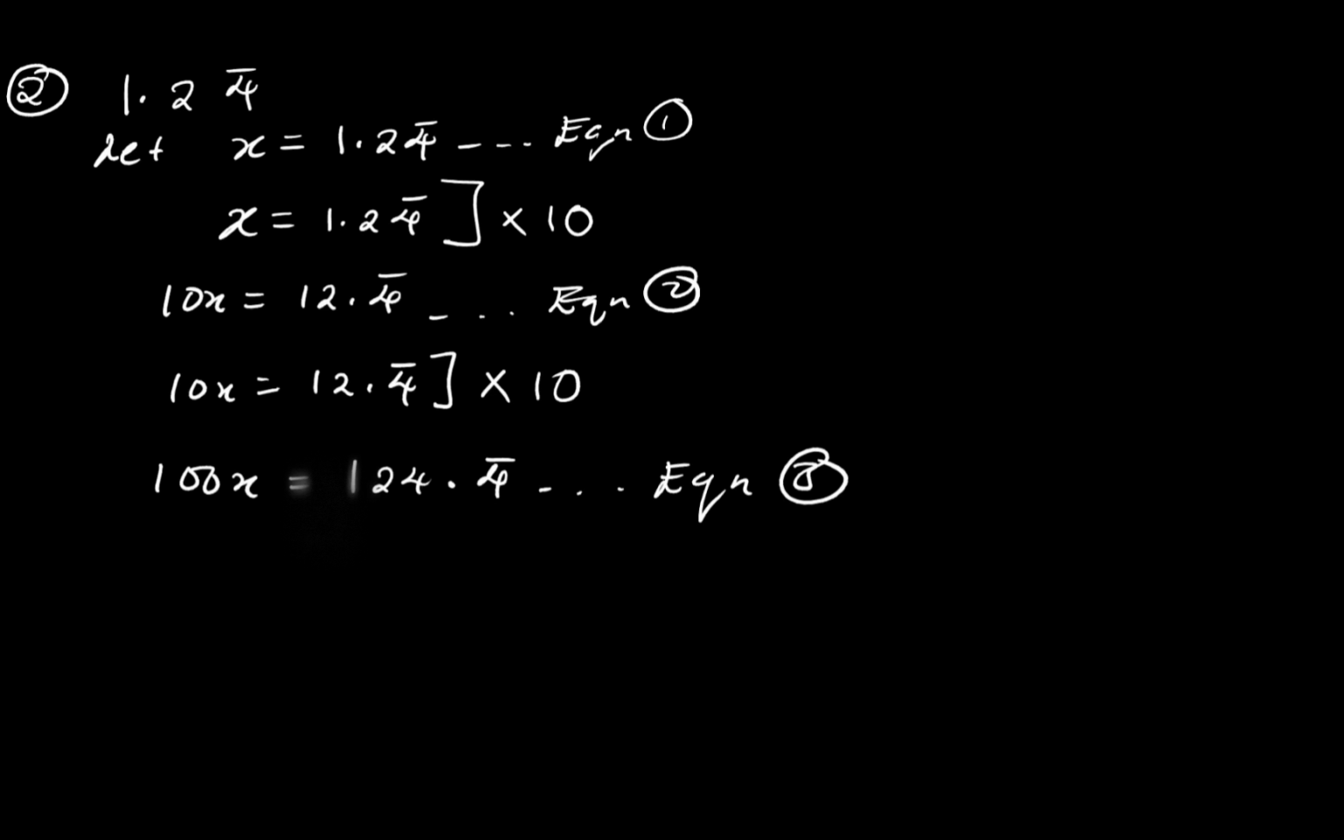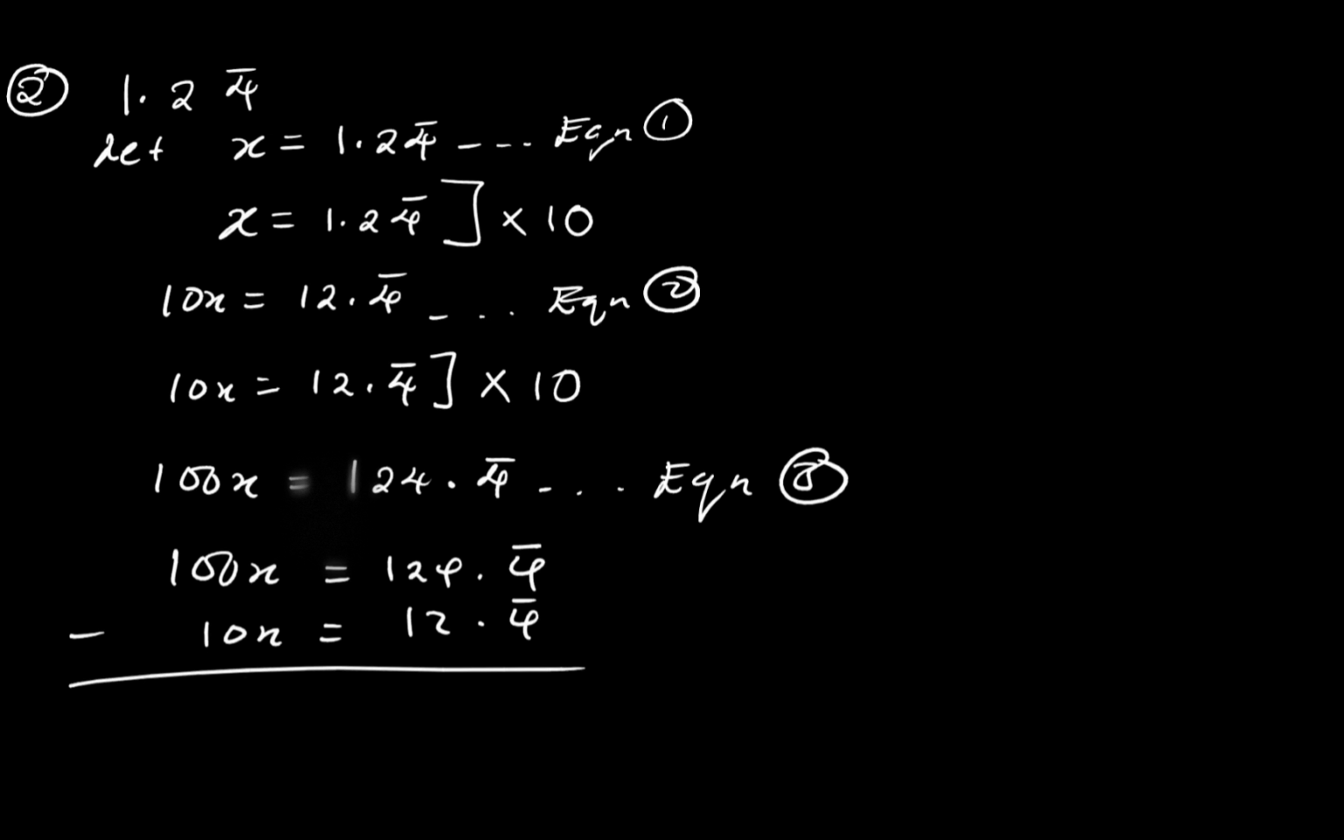So you subtract the previous equation from the final equation. So here the previous equation is equation number 2, the final equation is equation number 3. So I'm going to be having 100x being equal to 124.4 bar, that I'll subtract 10x from it, which is 12.4 bar, like that. Now, 100x minus 10x, this will give us 90x.